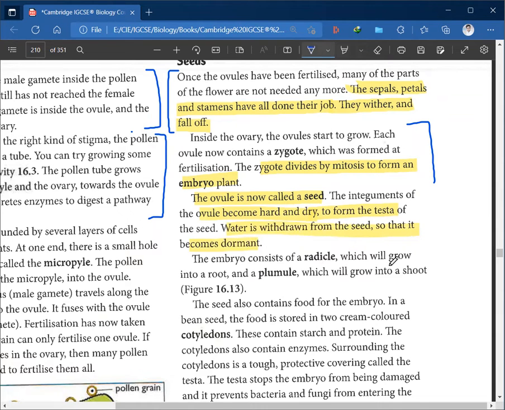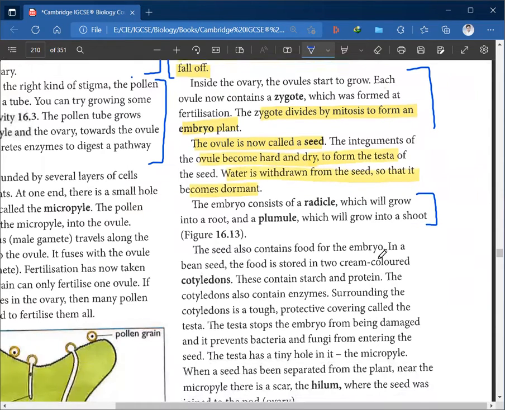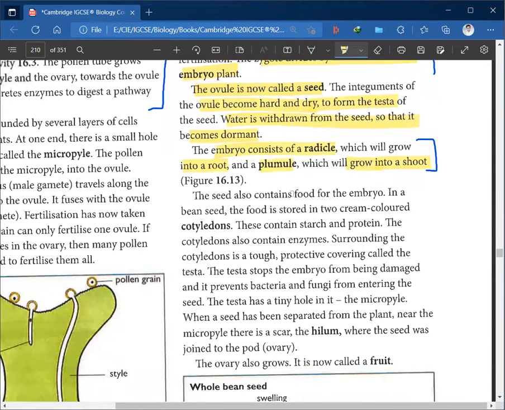Okay. Rachit, continue. The embryo consists of a radicle which will grow into a root and a plumule, which will grow into a shoot. Figure 16.13. The seed also contains food for the embryo. In a bean seed, the food is stored in 2 creamy colored cotyledons. These contain starch and protein.